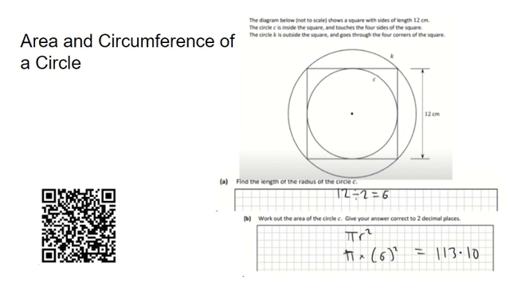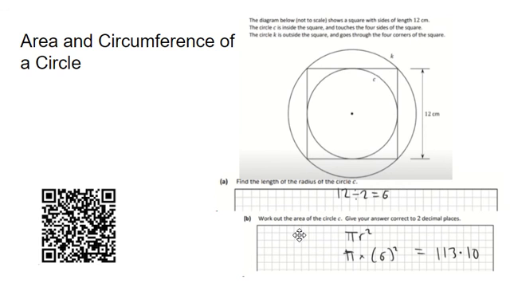Then the very last thing I want to show you here is area and circumference of a circle. So this is the question that came up last year. You had to find the length of the radius. So obviously you're given the diameter there. The diameter of the small circle in the middle is 12. So therefore the radius of it has to be half of it, which is 6. So that's all you have to do for part A.